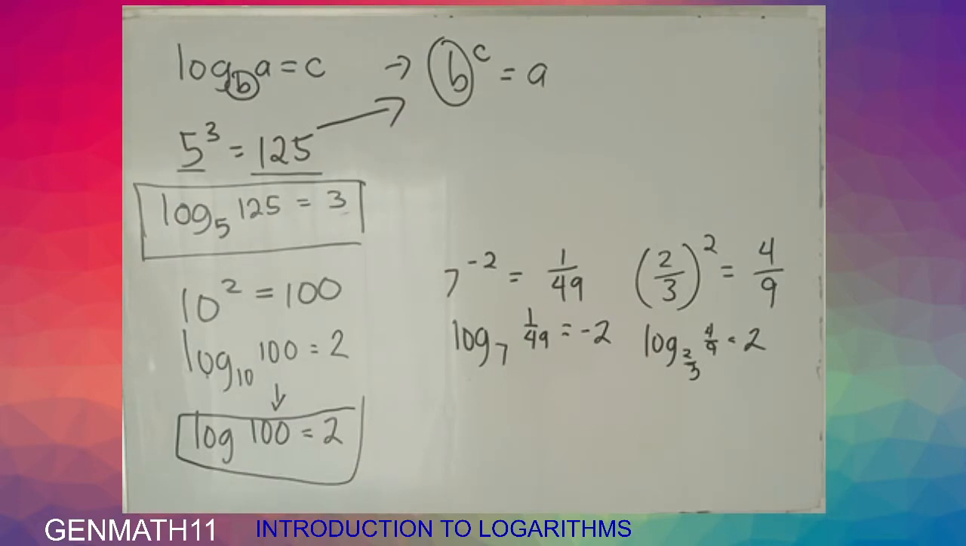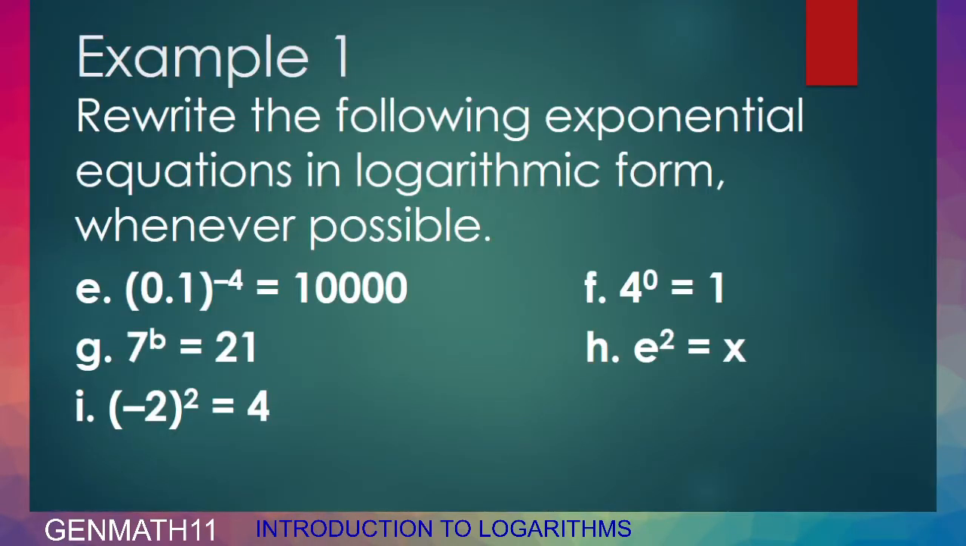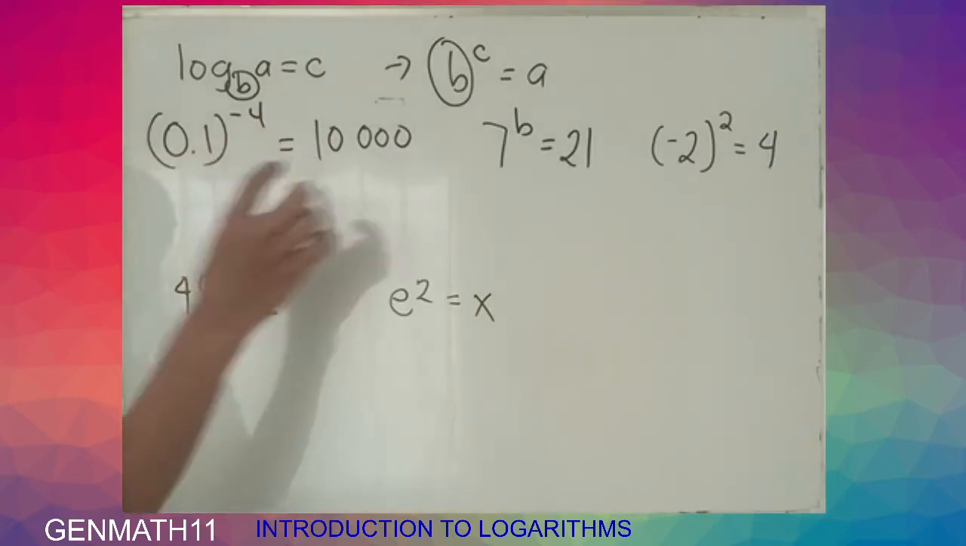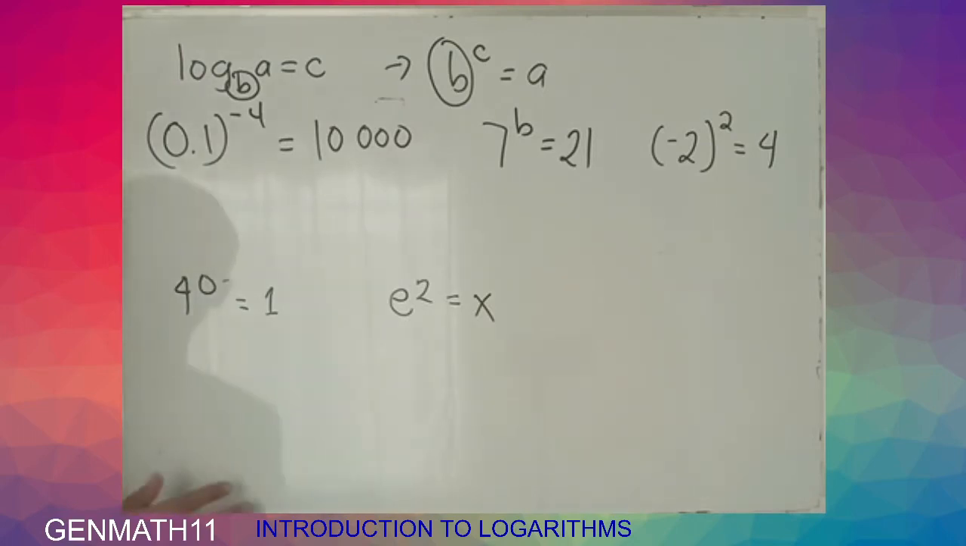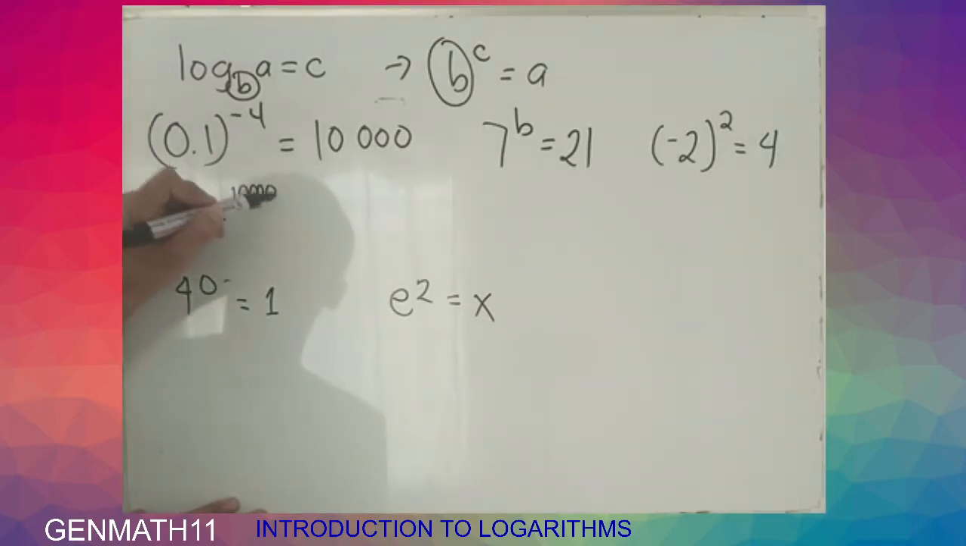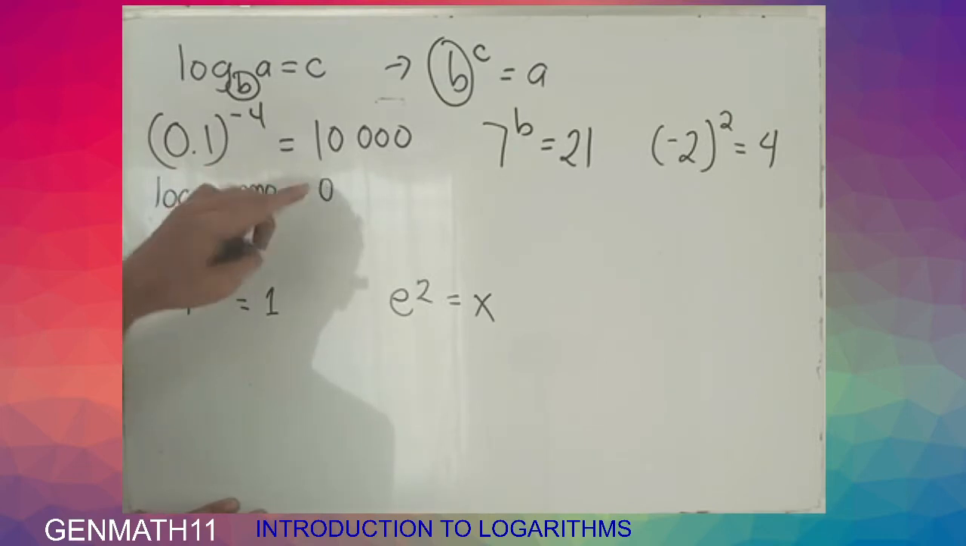So, next example tayo. Okay, kasunod lang ito nung kanina. So, 0.1 raised to -4 equals 10,000. Gagawin natin yan. Okay, unahin natin si 0.1 raised to -4 equals 10,000. So, LOG pa rin. Then, ang base natin is magiging 0.1. Then, ang katabi niya ay 10,000 equals 0. Mali pala. Negative 4.